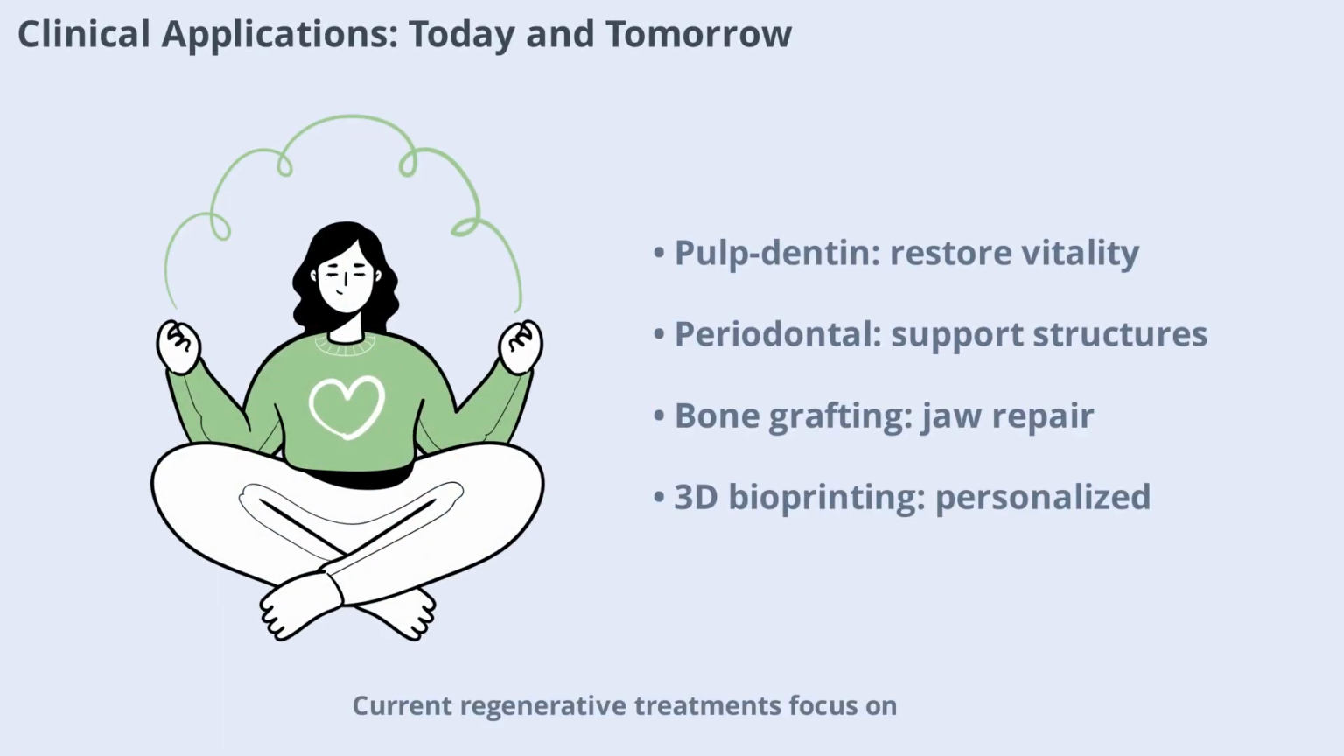Current regenerative treatments focus on repairing or replacing specific dental tissues. Pulp dentin regeneration uses stem cells and scaffolds to restore tooth vitality. Periodontal regeneration targets the supporting structures lost to gum disease. Bone grafting and augmentation use bioactive materials to rebuild the jaw before implants. Emerging technologies, such as gene therapy and 3D bioprinting, promise more personalized and effective solutions in the near future.